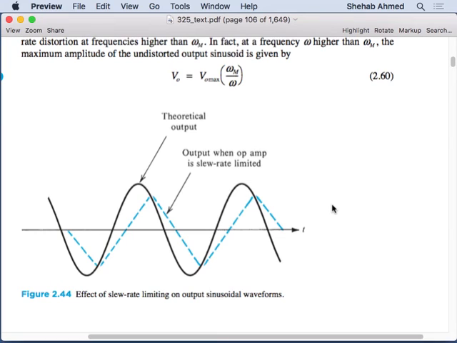It just says if your signal frequency, the speed of rise of the signal, is greater than the limitation of the slew rate. So you have a very high frequency signal, and that signal is also high in magnitude. What does that mean? Let me try to explain it quickly.